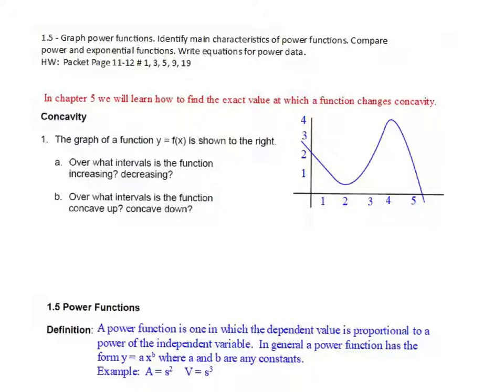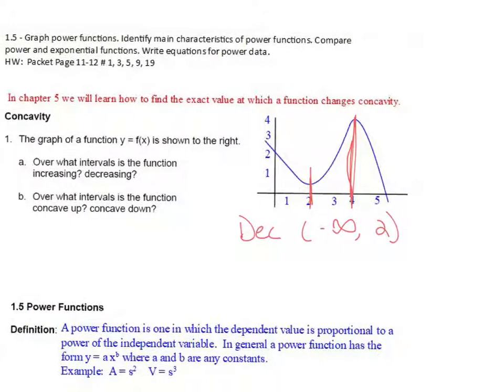Okay, so for increasing and decreasing, those values change at a maximum or minimum. So I would say this graph is decreasing from -infinity to 2, and again from 4 to infinity. And then the graph is increasing from 2 to 4.